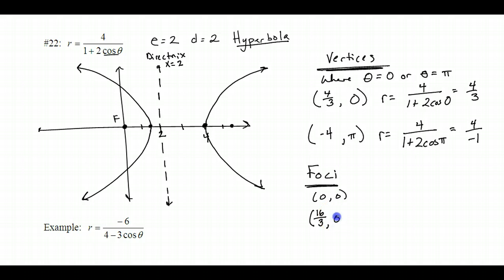And you could either call that 0, or this same point, you could say -16/3 and pi. I really don't care. I think this first one is easier. So I think that looks pretty good.